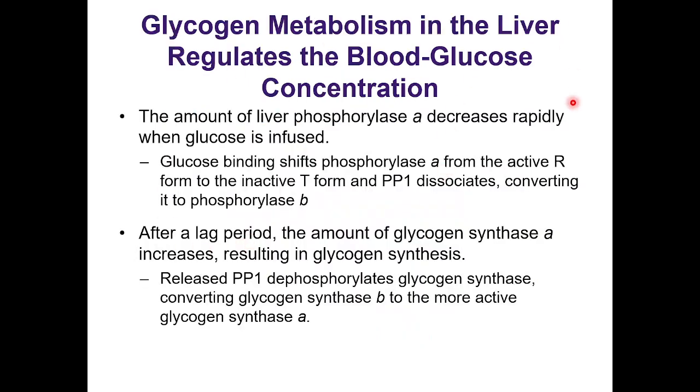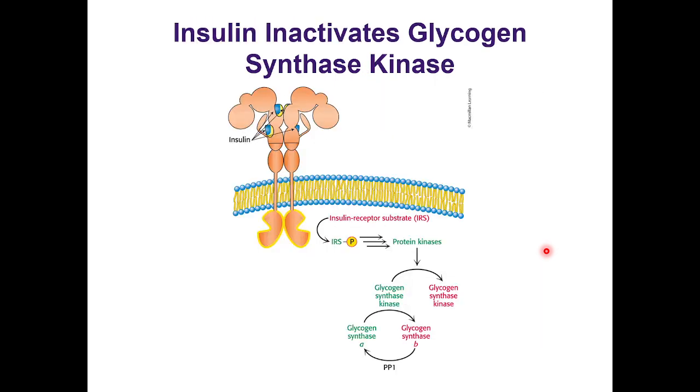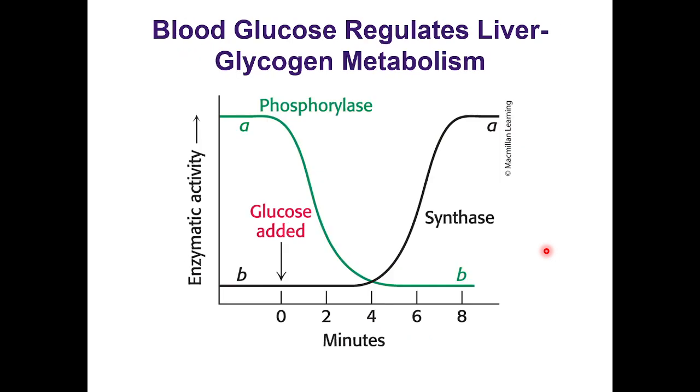The amount of liver phosphorylase A decreases rapidly when the glucose is infused. The glucose binding is going to shift from the phosphorylase A, from the active R form to the inactive T form. The PP1 is going to dissociate, converting it to the phosphorylase B. After a lag period, the amount of glycogen synthase A is going to increase. This is going to result in glycogen synthesis. The released PP1 is going to dephosphorylate glycogen synthase, which will convert the glycogen synthase B to the more active glycogen synthase A. And so we're just looking at the same thing we talked about just now.